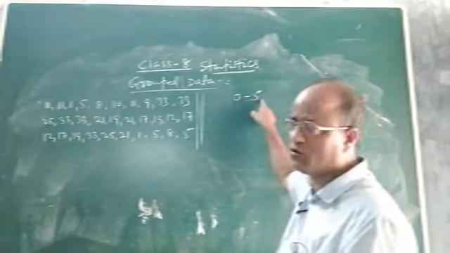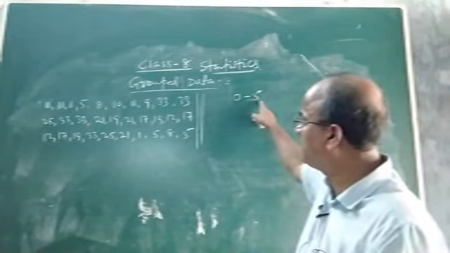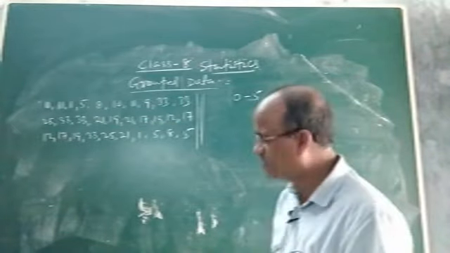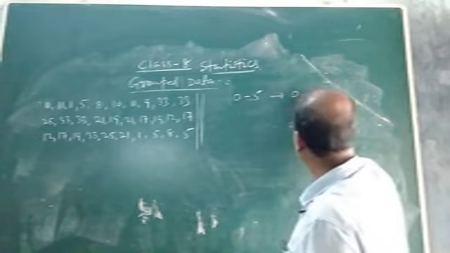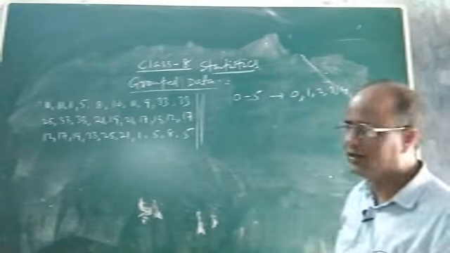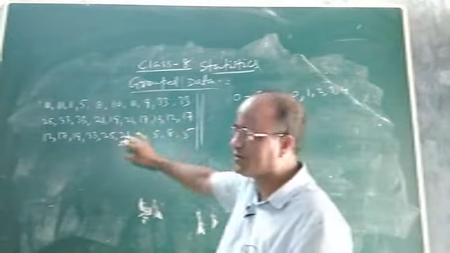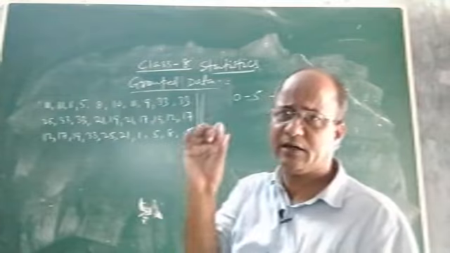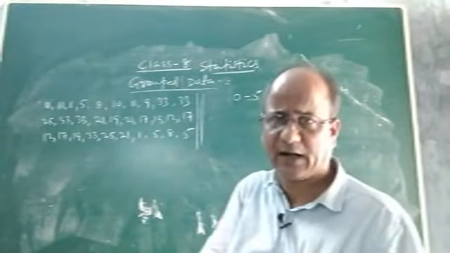When we write 0 to 5, what does it mean? 0 to 5 means 0 millimeter to 5 millimeter rainfall. On how many days has it occurred? 0 to 5 means it is 0, 1, 2, 3 and 4. If we divide these observations or data into a certain number of groups, a group means it is a combination of some ungrouped data.